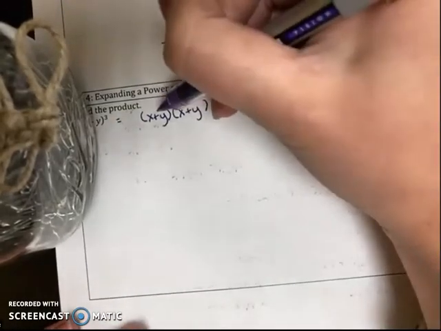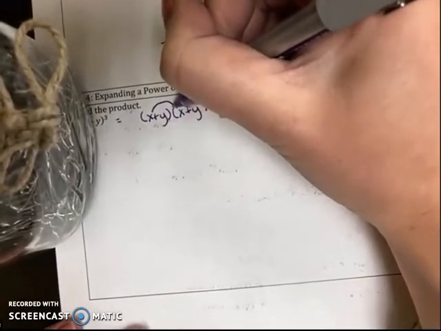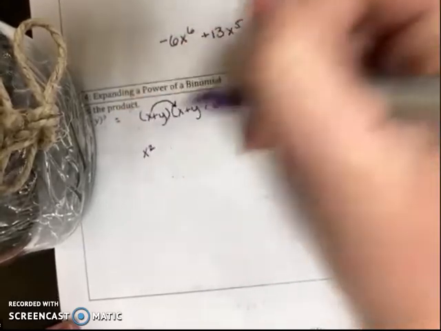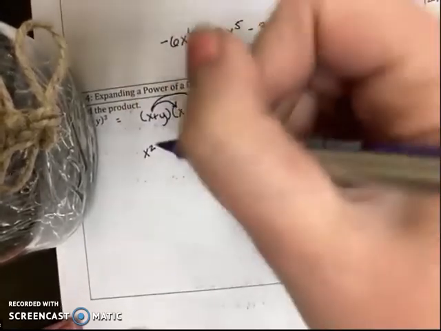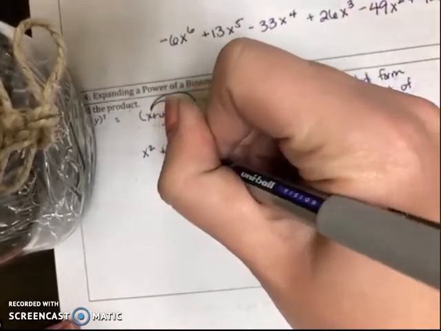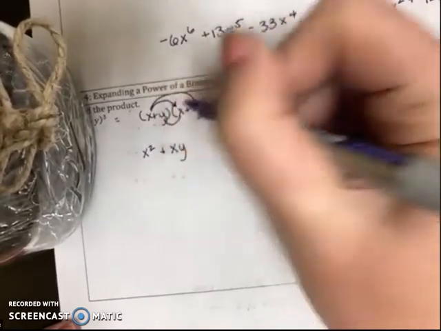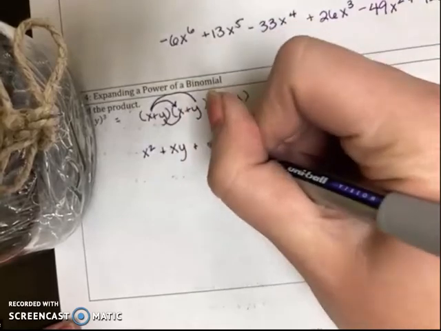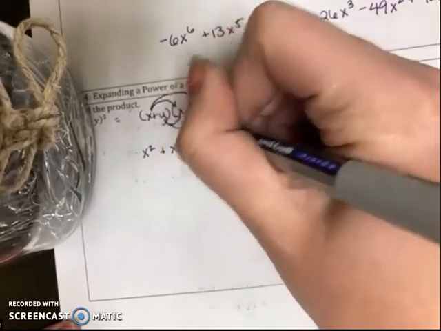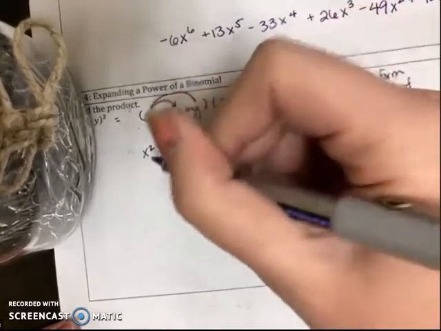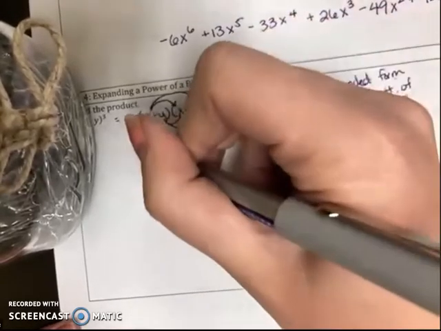If I want to multiply 2 binomials together, I'm just going to use the arrow method and FOIL. So x times x is x squared. X times y is a positive xy. Y times x is yx. And then y times y is y squared. All of these are positive because we have positive signs all across up here.